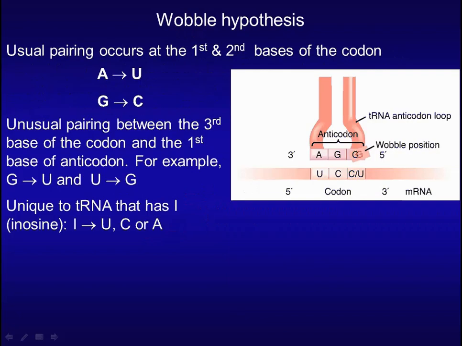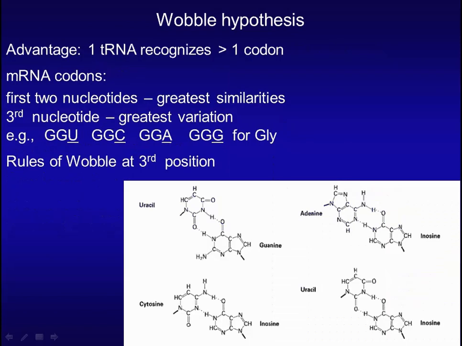Wobble hypothesis states usual pairing occurs at the first and second bases of the codon. Here is mRNA, and this is a codon. Usual pairing occurs at the first and second base of the codon. Unusual pairing occurs between the third base of the codon and the first base of the anticodon. For example, U can pair with G, and vice versa. G can pair with U. Unique to tRNA that has inosine, inosine can pair with U, C, or A from the codon. With the Wobble hypothesis, one tRNA can recognize more than one codon.